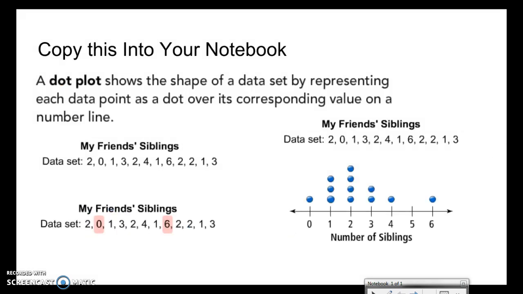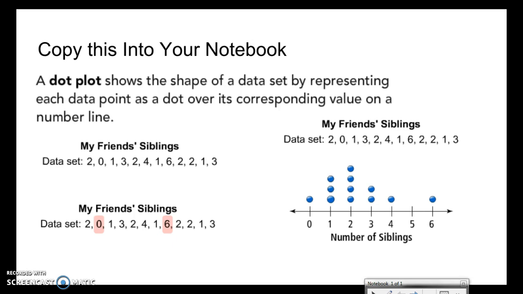I want you to copy this part in your notebook. So this is going to be our first notes of the day. A dot plot shows the shape of a data set by representing each data point as a dot over its corresponding value on a number line. That seems kind of complicated. So here's a visual to go along with the definition.